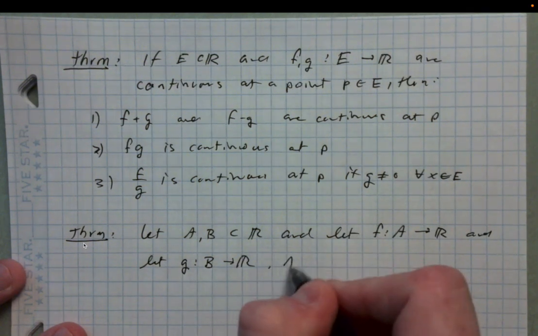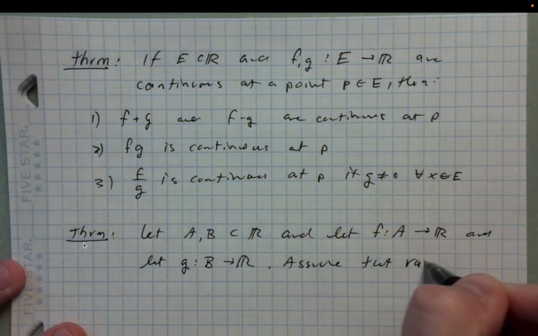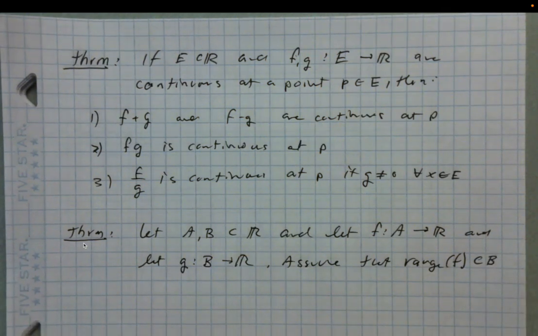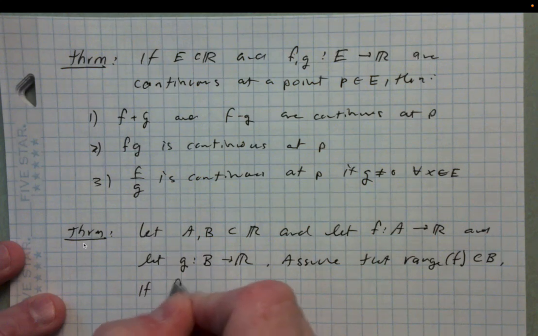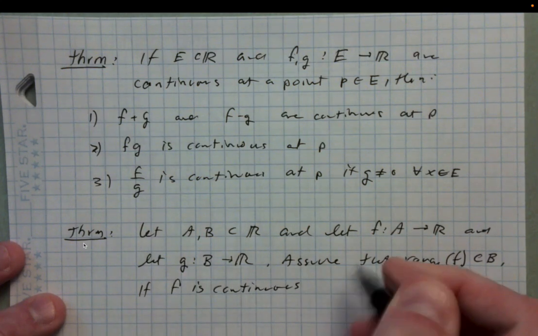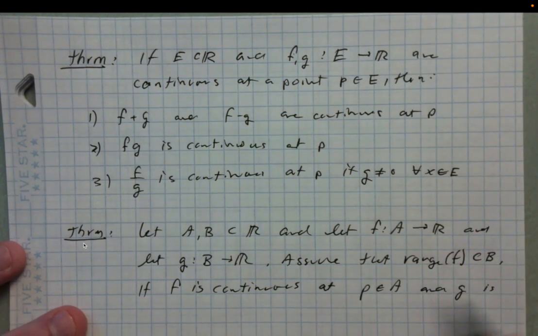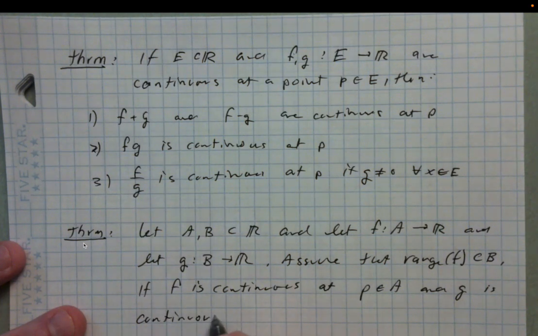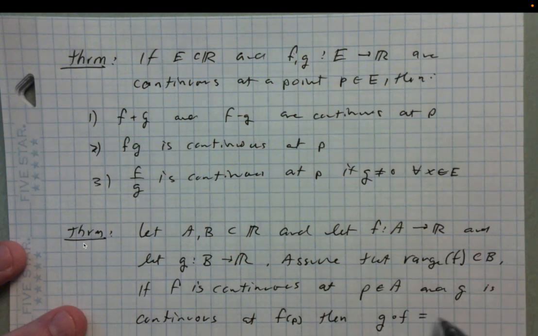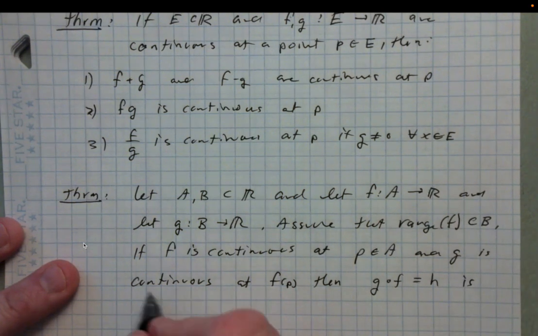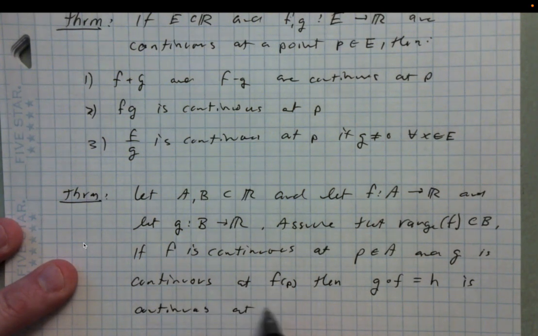And let's assume that the range of f is a subset of the domain of g, so it's a subset of B. So then if f is continuous at p in A, and g is continuous at whatever f of p evaluates to, then the composition g composed of f, let's call that function h, that composition of g and f, is also continuous at p. Okay. All right.